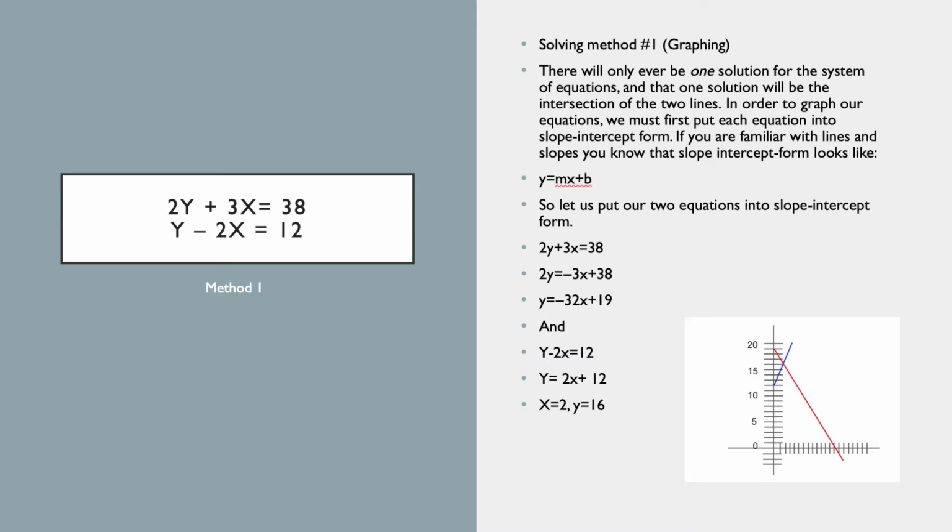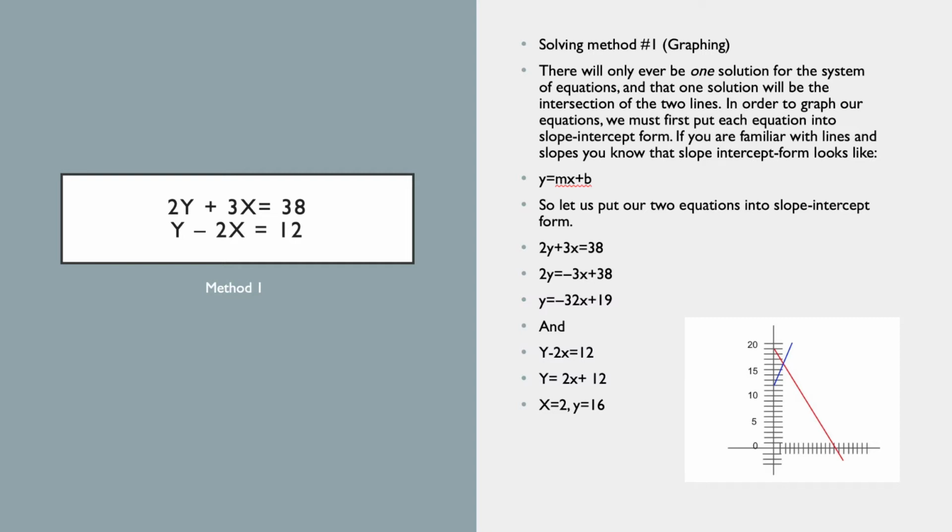In order to graph our equations, we must first put each equation into slope-intercept form. If you're familiar with lines and slopes, you know that slope-intercept form looks like this: y = mx + b, with mx being the slope and b being the y-intercept. So let us put our two equations into slope-intercept form.